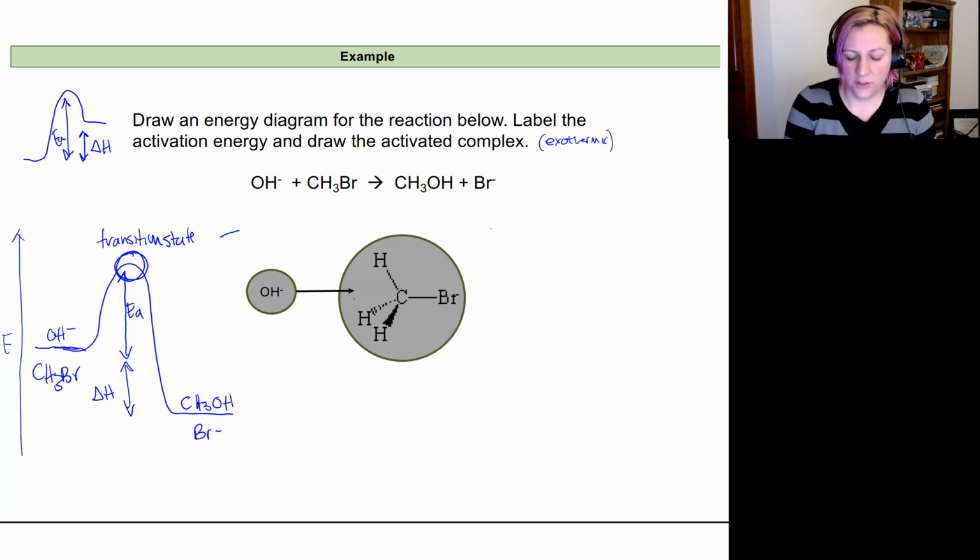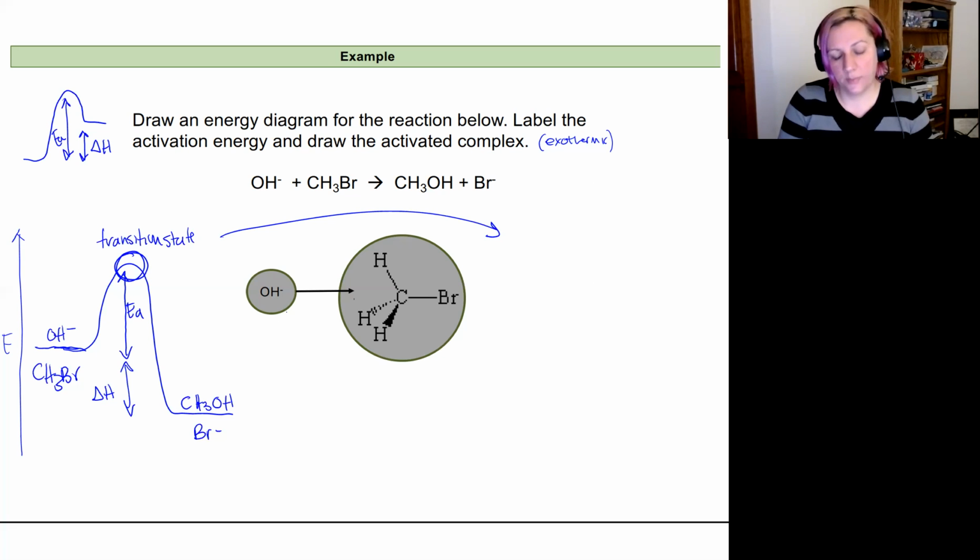I'll draw that over here. So as this hydroxide approaches, we know that it's coming into this carbon right here. So our activated complex, or our transition state, is going to look like something that has half formed that bond and half broken the bond to our bromine. So we know this one right here is going to break. So the central piece of this is this carbon breaking its bond to its bromine, and that bond lengthening as it starts to form this bond to this oxygen, which is bonded to a hydrogen.